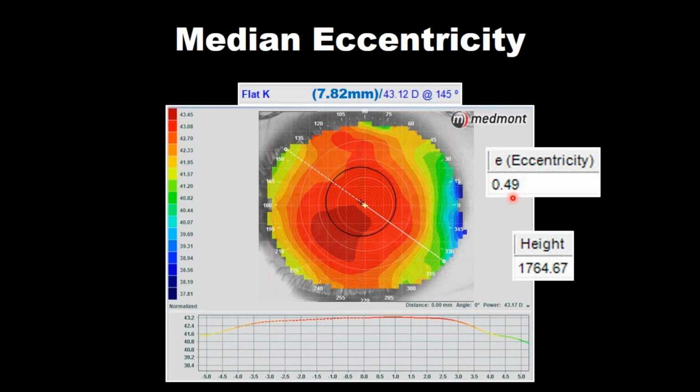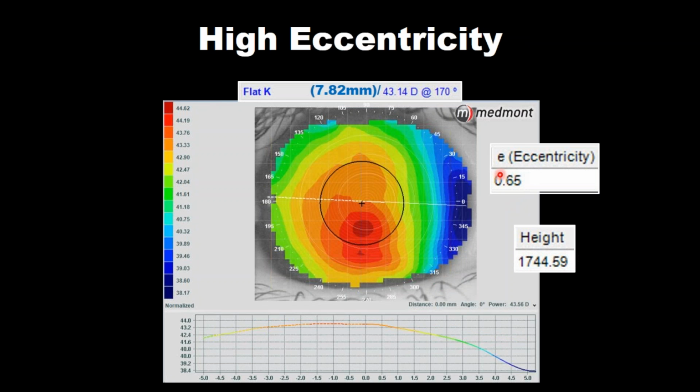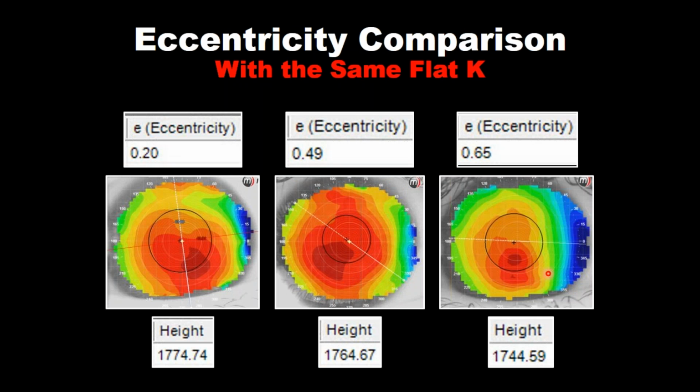So that makes the sagittal depth 1764 microns. What if we take another cornea, 7.82 millimeters, again a very similar flat K, but the eccentricity has now gone up to 0.65, and that makes the sagittal depth 1744. So what does this all mean? Let's bring them all together and compare them.